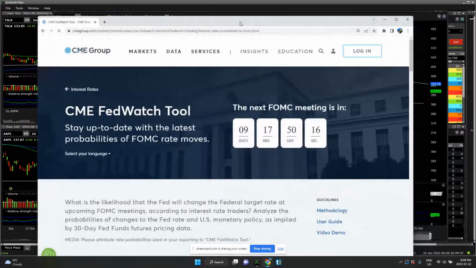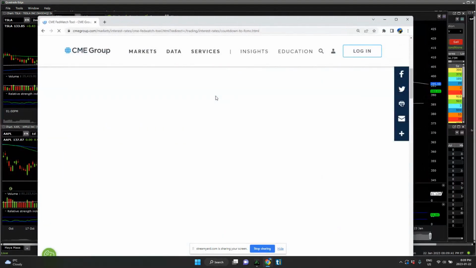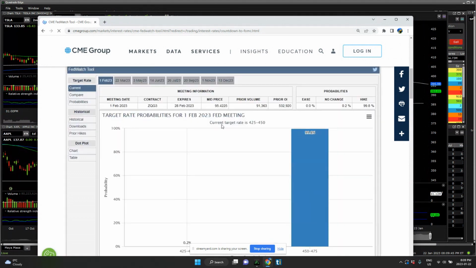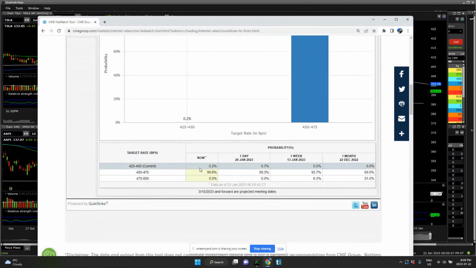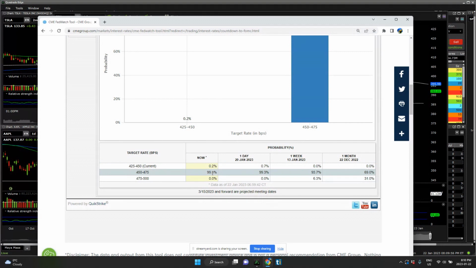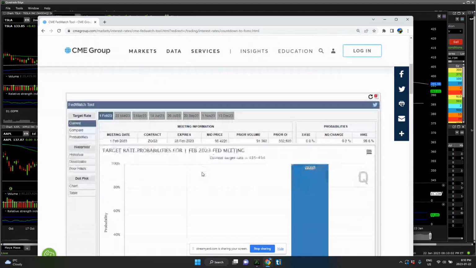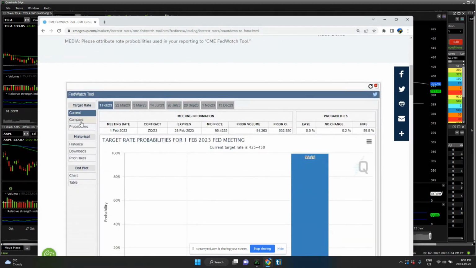Okay, so this is what the market is showing. It's only 25 basis points now. It used to be 50 for February. Look, it's 100%, 25 basis points now. So it's already priced in. The market really likes that 25 basis points number. That's a good sign, by the way. That's really good.